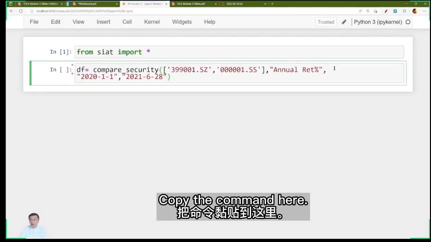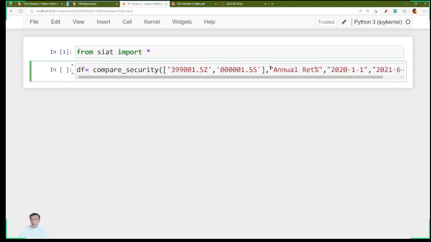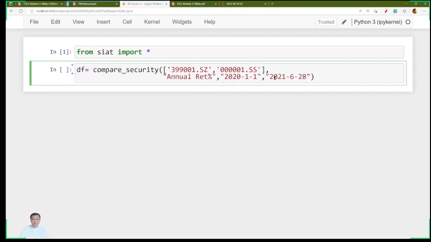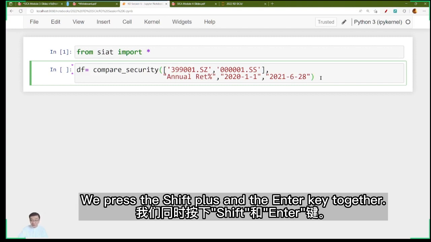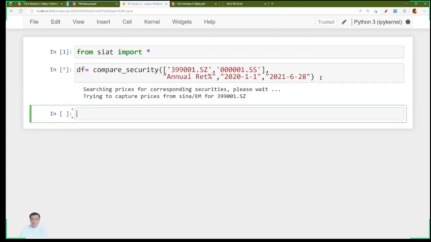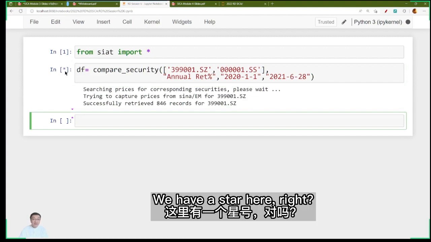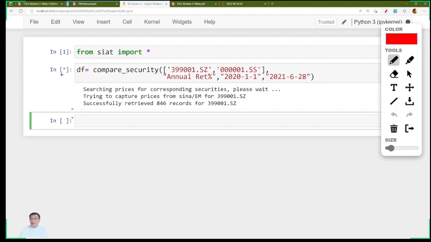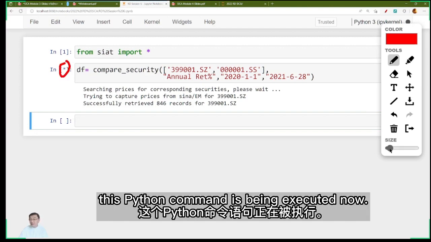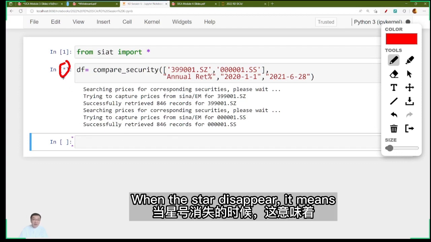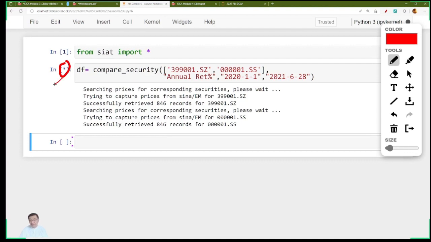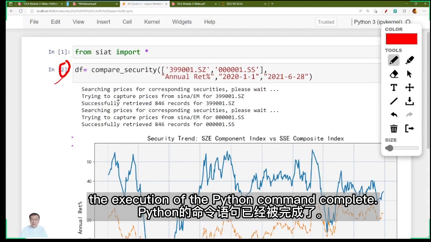Copy the command here. Still remember how to execute a Python command in Jupyter Notebook? We press the Shift plus Enter key together. We have a star here, right? That means this Python command is being executed now. When the star disappears, it means the execution of the Python command is complete.